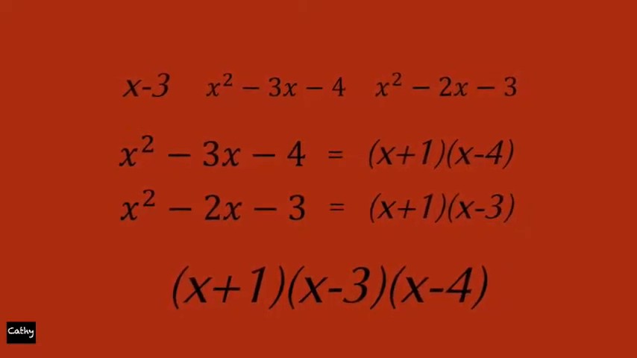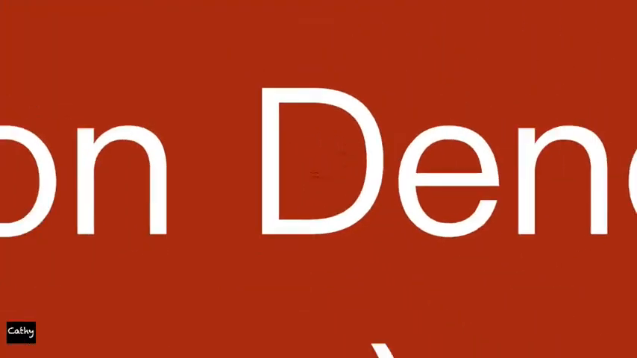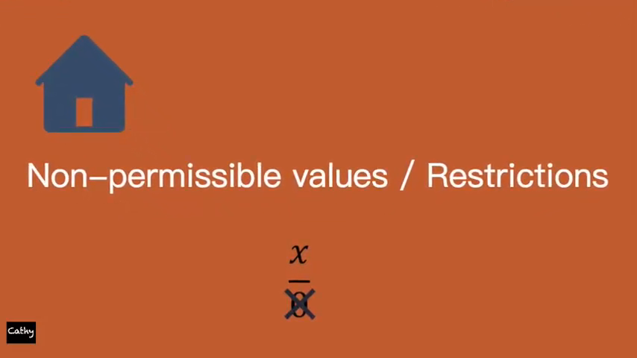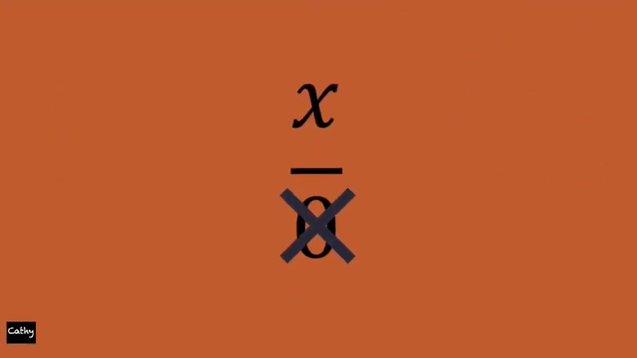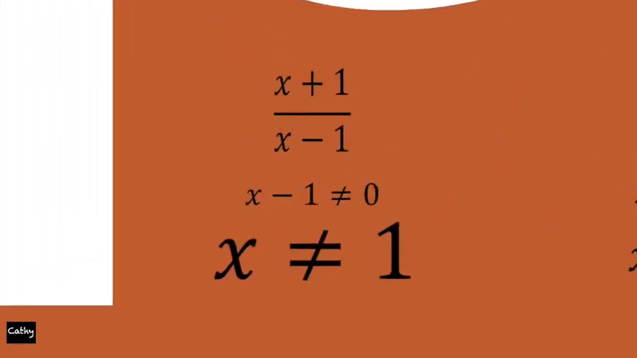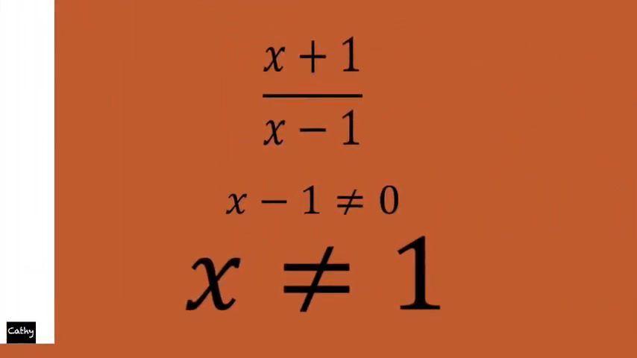The next vocabulary is non-permissible values, or we can call them restrictions. The easiest explanation is that the denominator must not be 0, otherwise the world will explode. The first one is x plus 1 divided by x minus 1. The x minus 1 is in the denominator, so x minus 1 cannot be 0, and x cannot be 1.